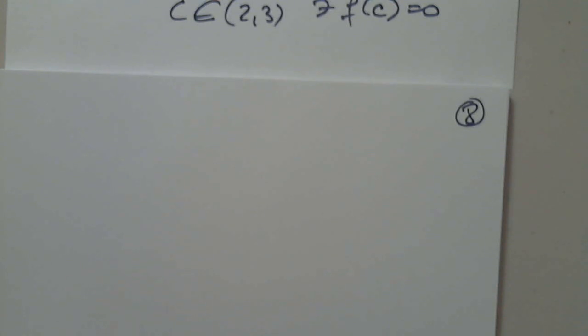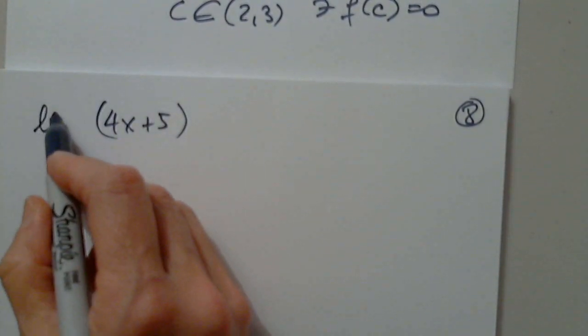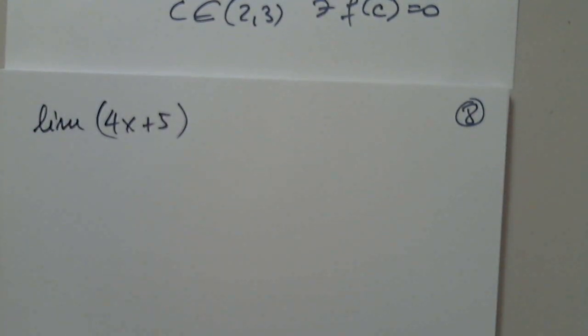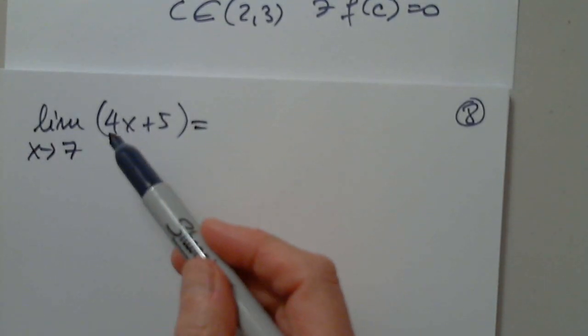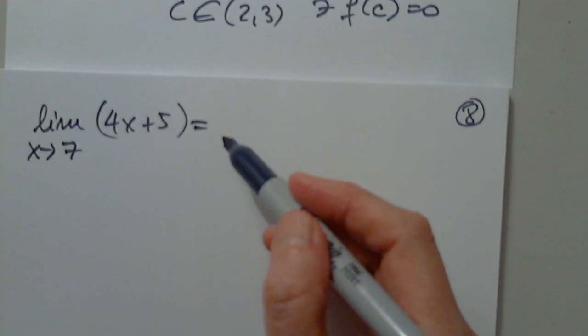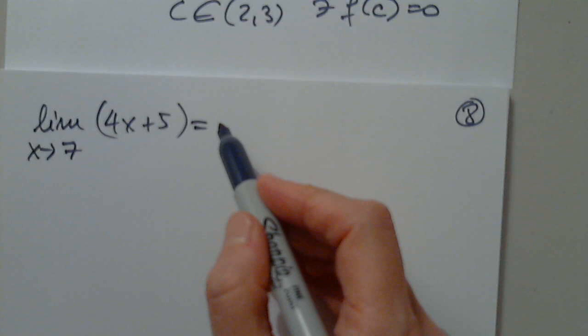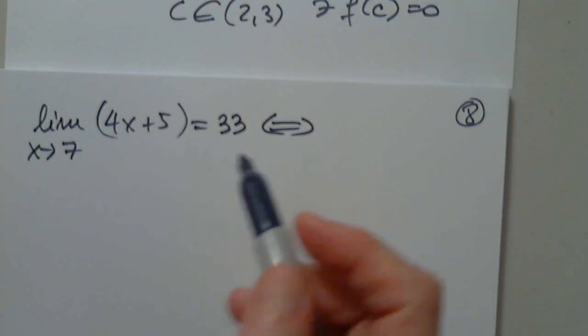We can try 4x plus 5. And this is the limit as x approaches, you tell me what? 7. So 4 times 7 plus 5. What would that be? 33. Very good.